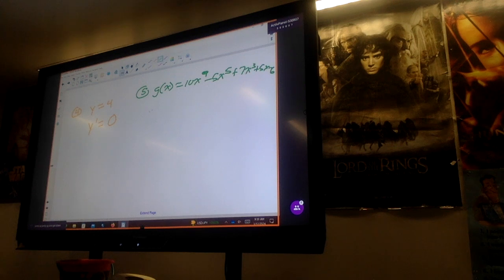If I wanted to find the derivative of this, what is the derivative of 10x to the 9th? 90x to the 8. What's the derivative of 5x to the 5th? 25x to the 4th. What's the derivative of 7x to the 3rd? 21x squared. What's the derivative of 5x? 5. Derivative of 6 is just 0, so you don't have to write it. So this is our derivative.